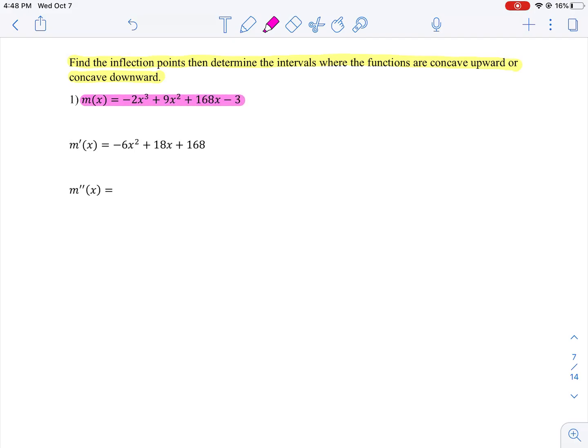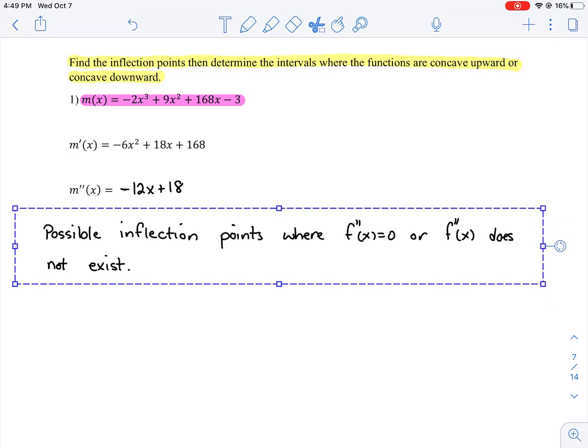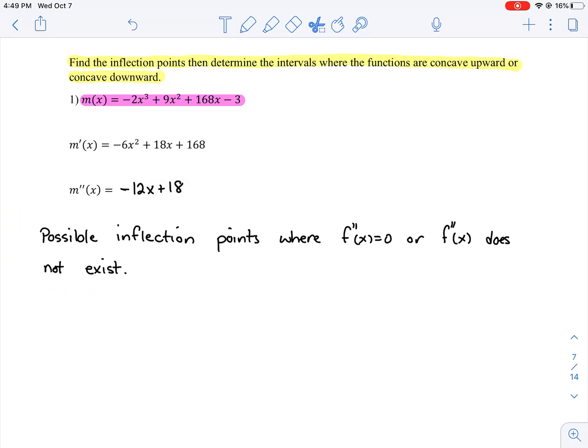Now I've already gone ahead and provided the first derivative, and I'm going to show you how to take the second derivative, because the second derivative is what's needed to find the inflection points and the intervals in which the function is concave up or concave down. So here is the second derivative. And we know that the possible inflection points are where the second derivative is equal to 0 or the second derivative does not exist.